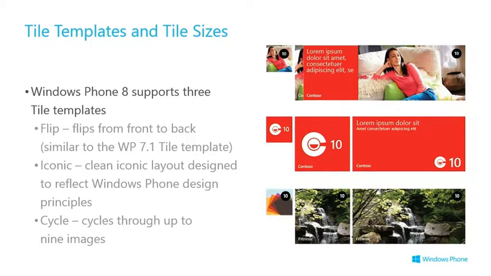We've got the iconic one, which is a clean layout designed to reflect Windows Phone design principles. Authentically digital. Yes. It takes the accent color and then just a monochrome icon that gets put on it, and you can put a count and a little bit of text on it. So nice and clean, very digital. And then the cycle one, you can cycle through up to 9 images. We're going to be looking at how you program all of those. And these are updatable from your foreground app, from background processing, and from push notifications from the cloud. So we'll look at all of those.